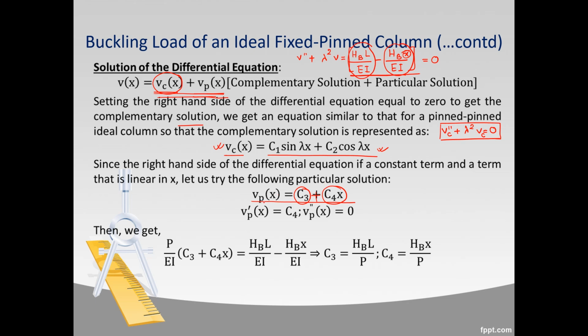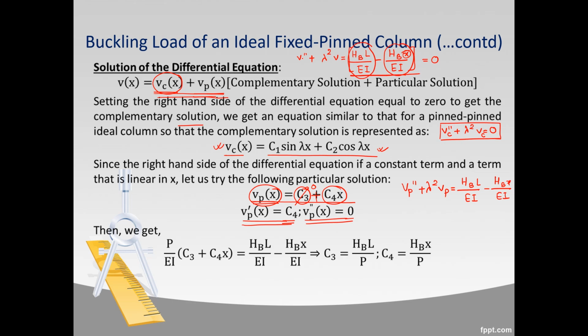Now if you take the first derivative of this term with respect to x, this C3 will reduce to 0, so you will get C4. Again, if you take the derivative of this term with respect to x, you will get the double derivative of Vp equal to 0. If our particular solution is this, what we can say is that it satisfies this equation: Vp double prime plus lambda square Vp equals HBL by EI minus HBX by EI.